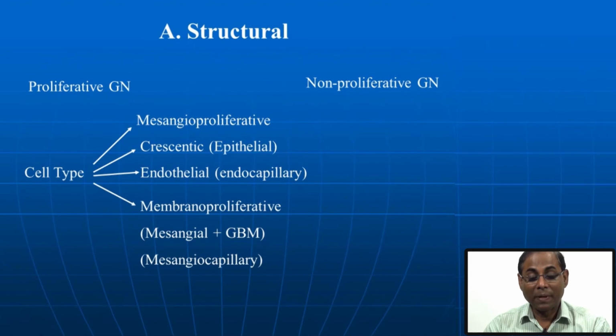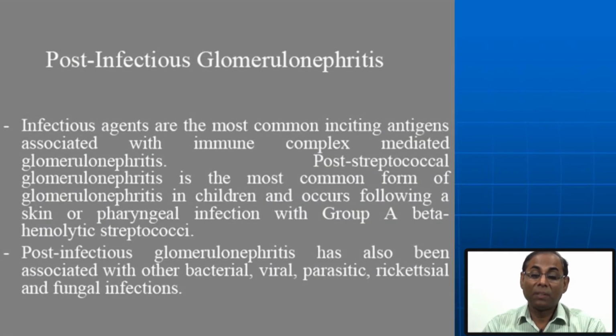There may be membranoproliferative glomerulonephritis, where both the glomerular basement membrane abnormality and mesangial abnormality can be superimposed. Now, we come to another very important one, the post-infective glomerulonephritis. Here, infectious agents are the most common inciting antigen associated with immune complex mediated glomerulonephritis. Poststreptococcal glomerulonephritis is the most common form of glomerulonephritis in children, and it occurs following a skin or pharyngeal infection with group A beta hemolytic streptococci.